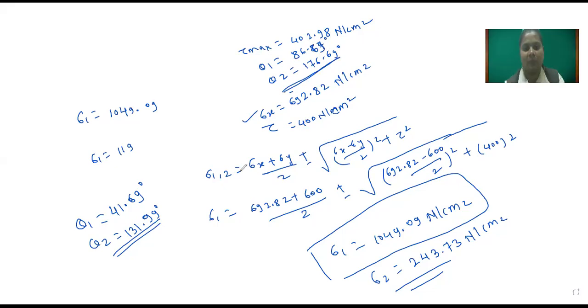So these are the final answers. Major principal stress is 1049.09 Newton per centimeter square. Minor principal stress is 243.73 Newton per centimeter square. Major principal plane, theta 1, is 41.69 degrees. Minor principal plane, theta 2, is 131.99 degrees. Maximum shear stress is 402.98 Newton per centimeter square. And the directions, theta 1 is 86.69 and theta 2 is 176.69.